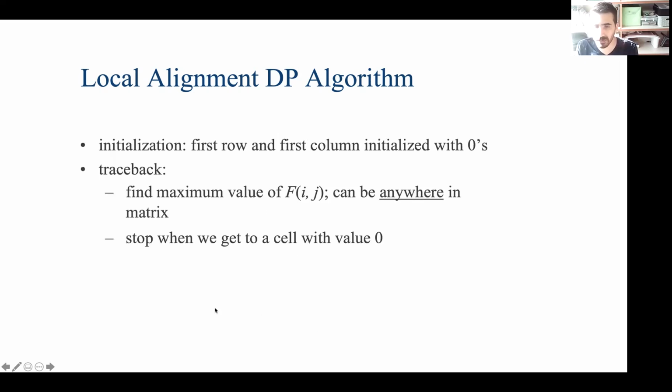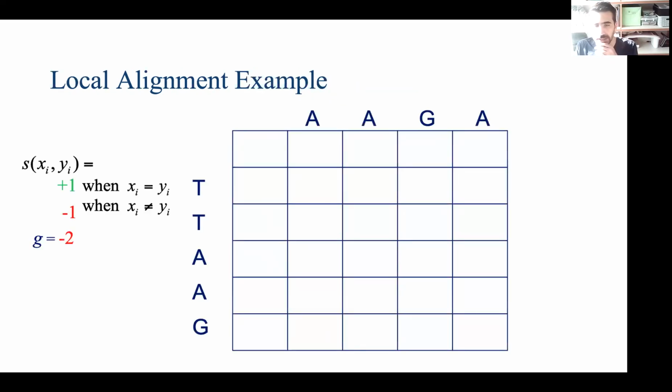And there's also one more difference. We will initialize the first row and first column with zeros, okay? Then we'll trace it back. So I will give you an example. This is a different example. We would like to get a sort of local alignment here. Okay, how do you do that?